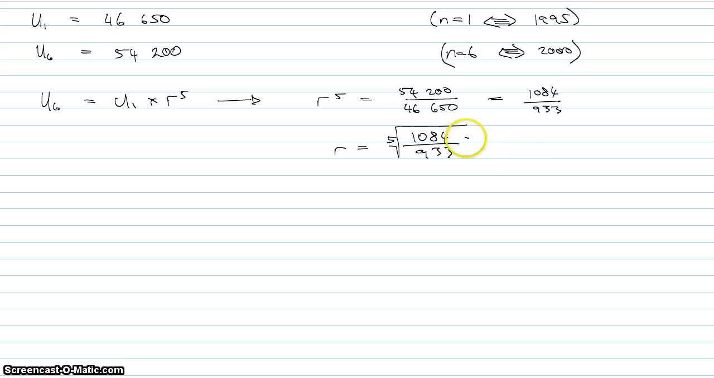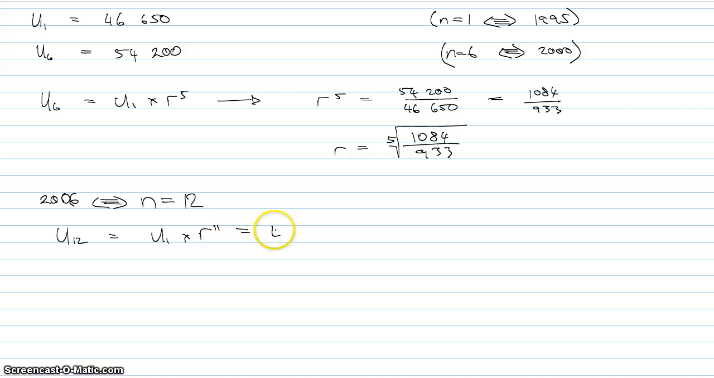So what can we do? We want to find the population at the end of the year 2006. Well, 2006 is 6 years later than the year 2000, right? So we just add 6 on to our n as well, making n equal to 12. So what is U12? U12 is going to be U1 times r to the power of 11. So what do we get?